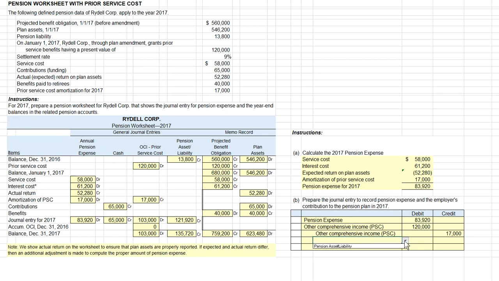We paid cash of $65,000, and we had an increase in our pension liability of $121,920. So there's our journal entry. Note that on our worksheet we show the actual return on our pension plan assets, but if our expected and actual returns differ, then we're going to need to make an additional adjustment to record the proper pension expense.